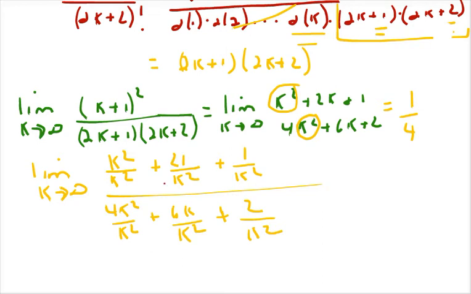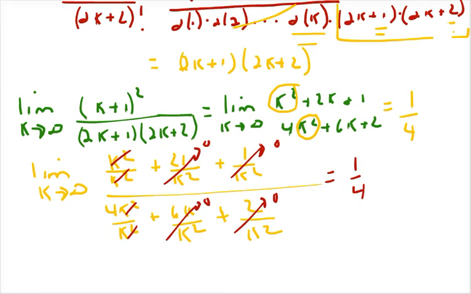So this is going to go to 0, this is going to go to 0, this goes to 1, this goes to 4, this goes to 0, and this goes to 0. So you're left with 1/4, which is less than 1. Therefore, this thing converges by the ratio test.